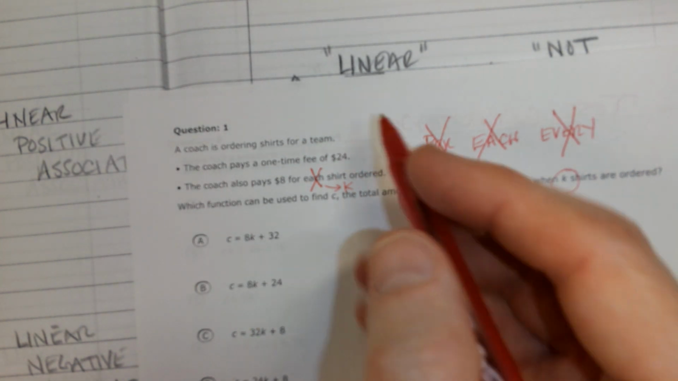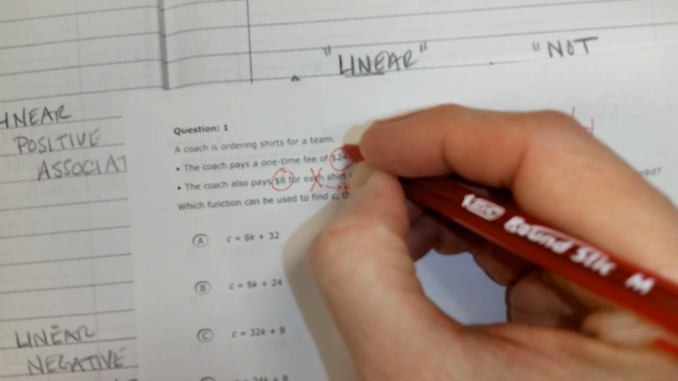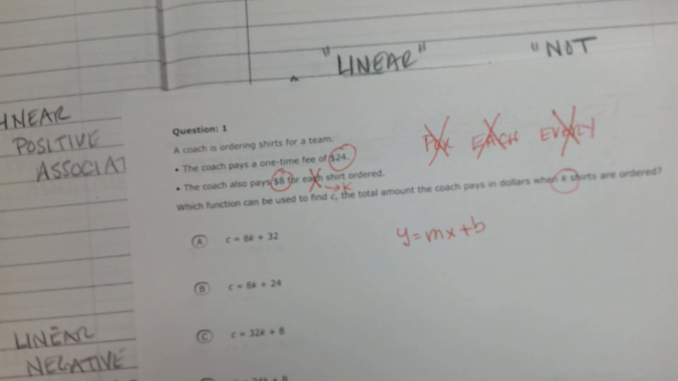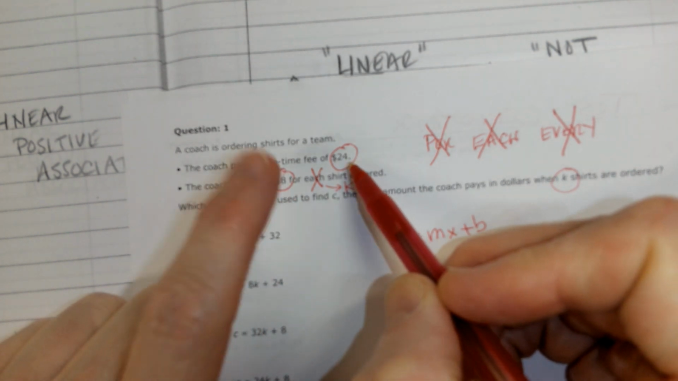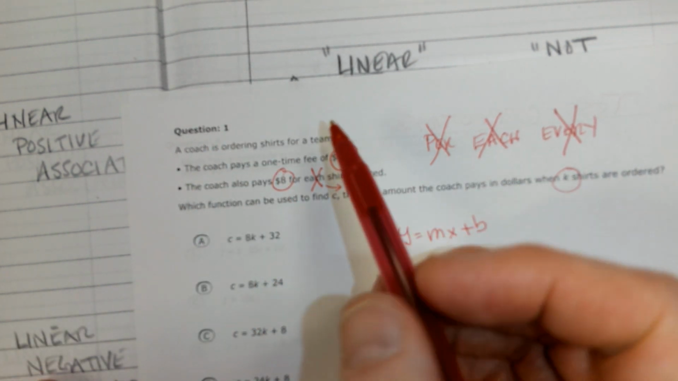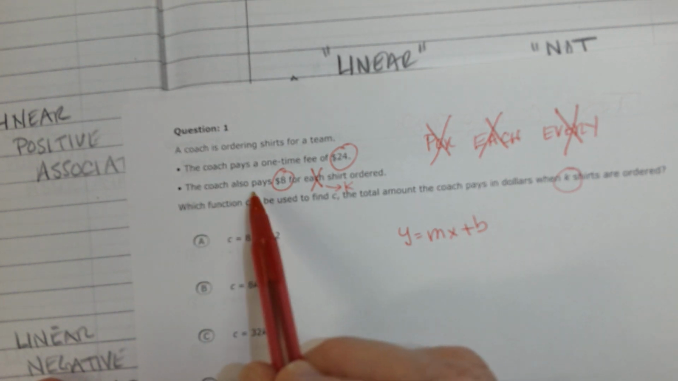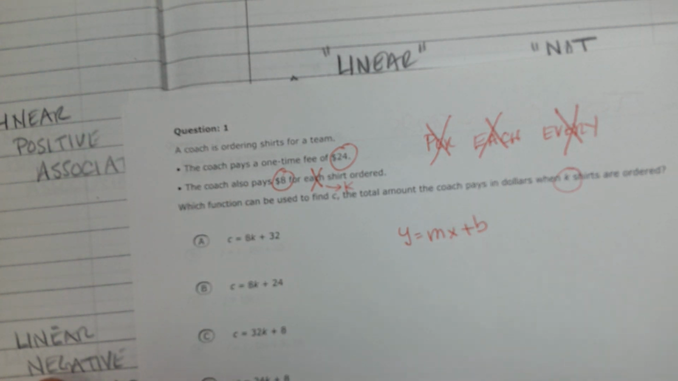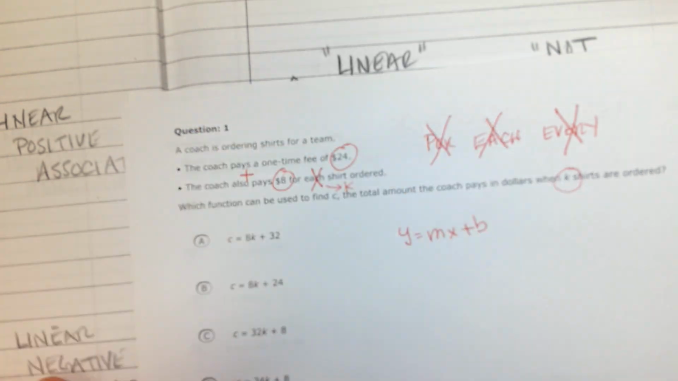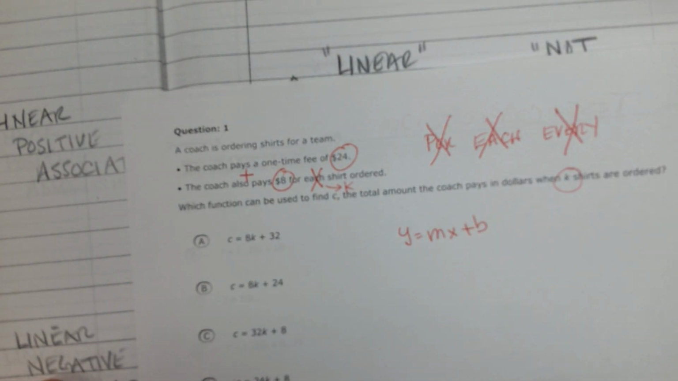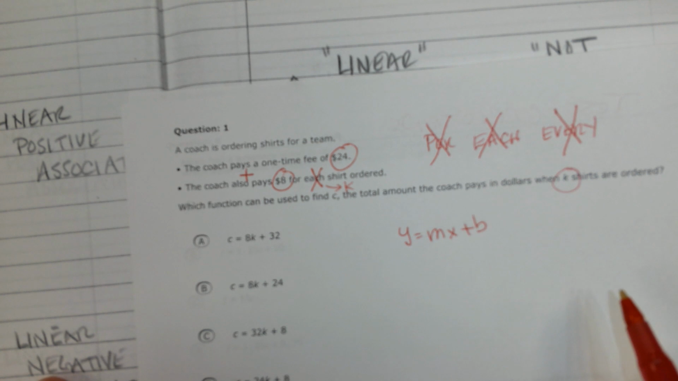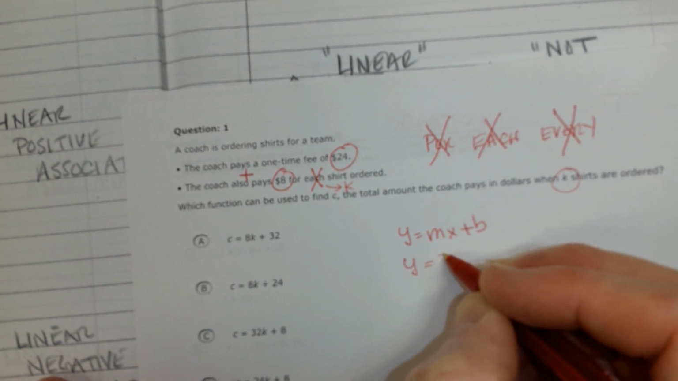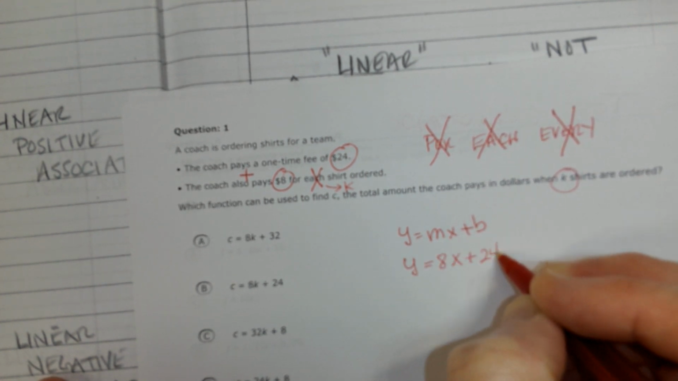The second thing I tell you to do is circle your numbers. Okay? Now, in between these two numbers, 8 and 24, is there a word that you think means add or subtract? Look at this. Also pays. Also means more, right? You're adding to it. You're paying 24 plus you're paying 8x. So if I was going to write it this way, it would be y equals 8x plus 24.